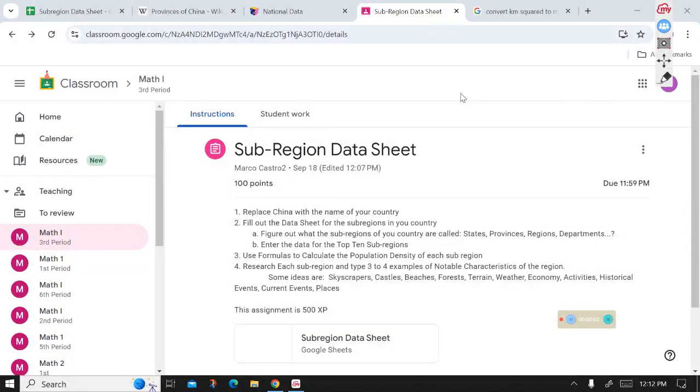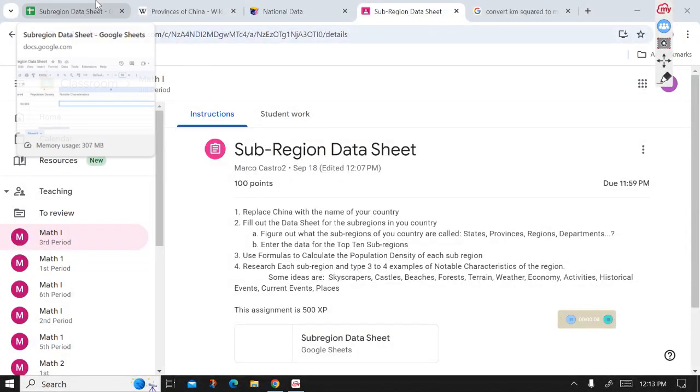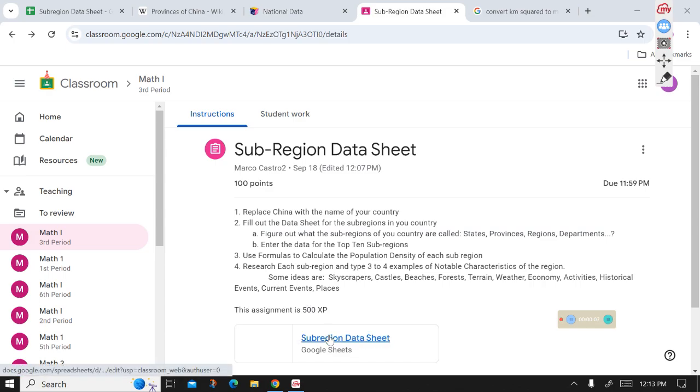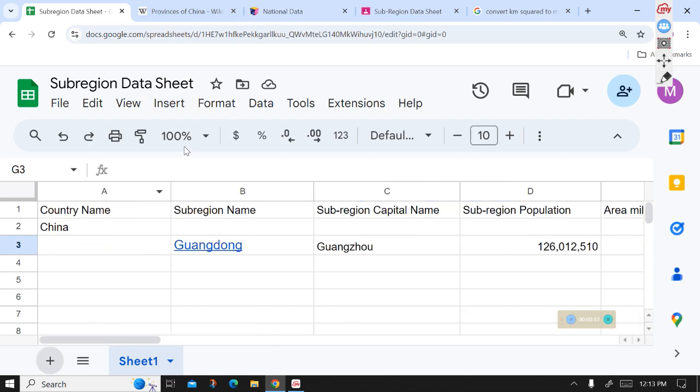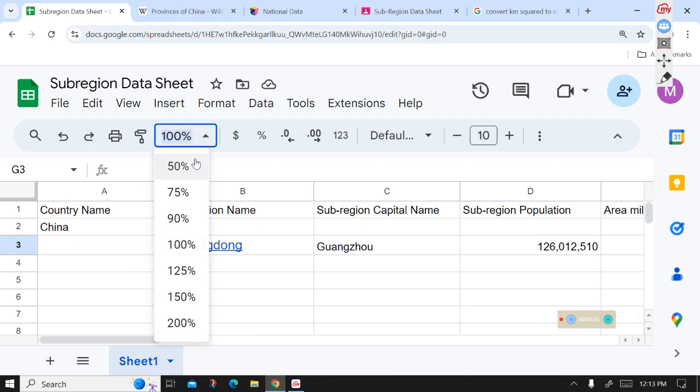So the subregion data sheet is a Google Sheet file. You're going to click on it and it will open up a copy for you. And when you open this up, the first thing you're going to see is all of these cells, as we call them. Okay, this is a spreadsheet.